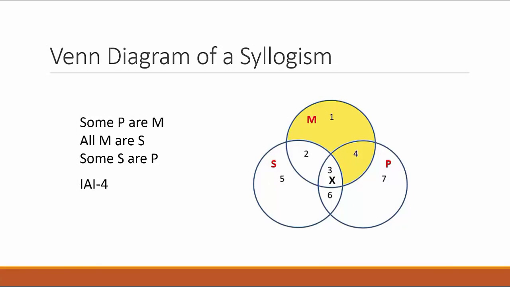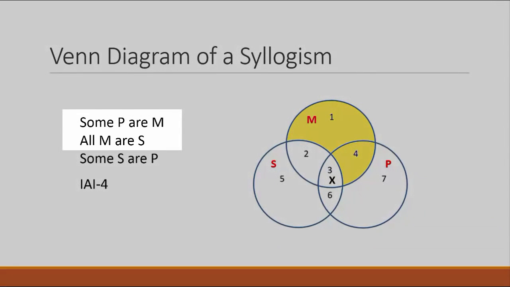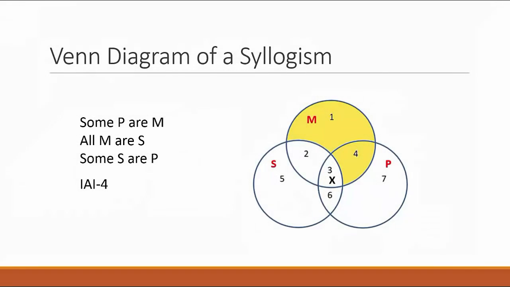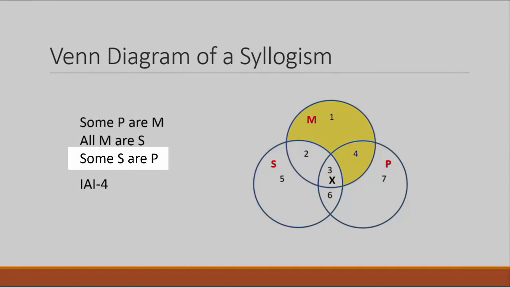However, there is an easier way to draw them. If you have a particular and a universal claim in the premises, draw the universal claim in the Venn diagram first. Then you won't have to move the X. Is this syllogism valid? Does the Venn diagram say some S are P? Yes, there is an X in area 3, indicating that there is at least one S that is also a P. The syllogism is valid.